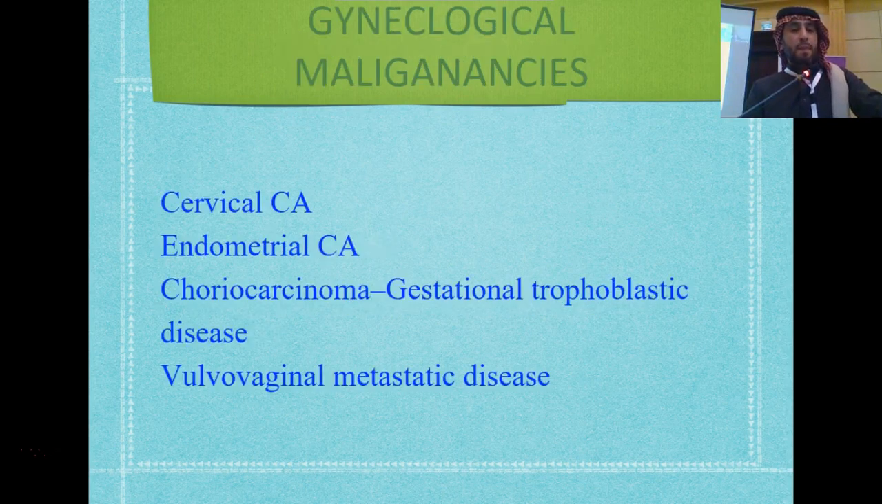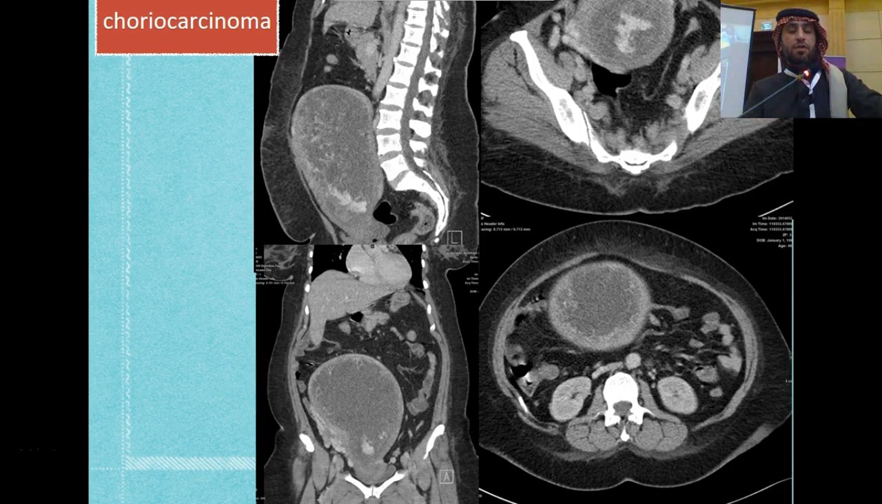What other bleeding do we encounter, especially in malignancy, cervical, endometrial, choriocarcinoma sometimes, or gestational trophoblastic disease, or sometimes in vaginal metastatic disease, bleeding not responding to conservative treatment. This is a case of choriocarcinoma in our hospital, a huge mass with significant intratumoral bleeding.